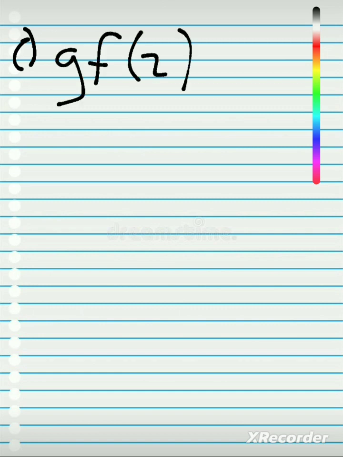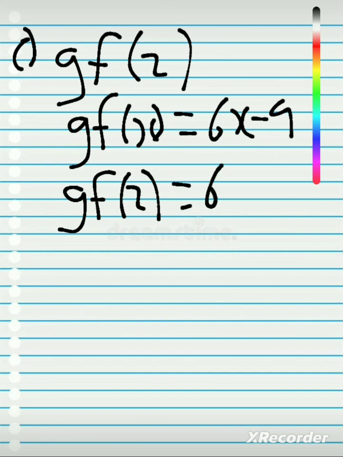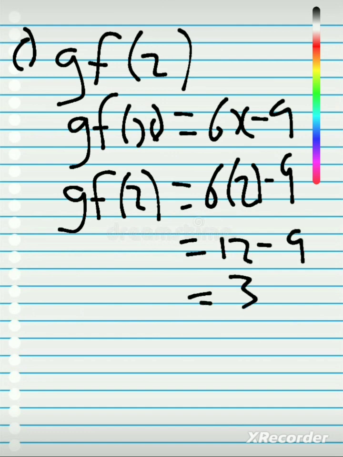Okay, so to find g(2), you need g(x), which we have. It's 6x minus 9. Where there's x, we put 2, so it's going to be 6(2) minus 9. 6 times 2 is 12, minus 9. 12 minus 9 is 3. We go to question 4.